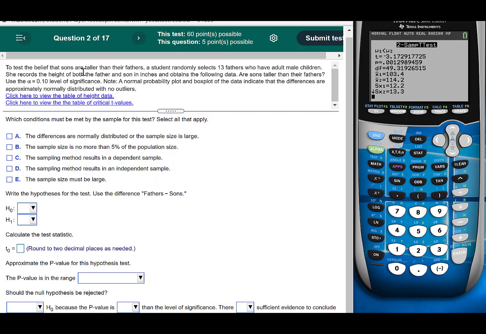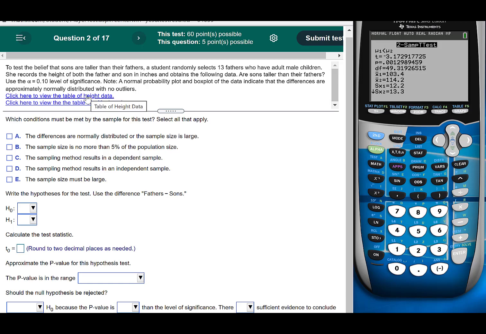To test the belief that sons are taller than their fathers, a student randomly selects 13 fathers who have adult male children. So it seems like the two sets are dependent, father and son. So this is different. These are dependent sets. She records the height of both the father and son in inches and obtains the following data. Are sons taller than their fathers? Use alpha equals 10% level of significance. Note a normal probability plot and box plot of the data indicate that the differences are approximately normally distributed with no outliers.